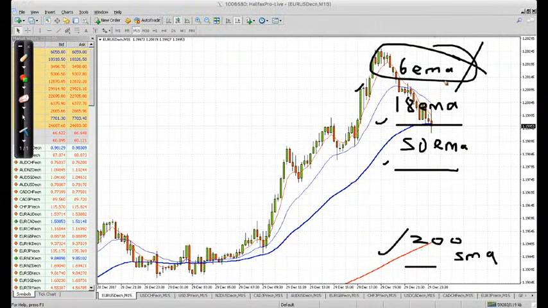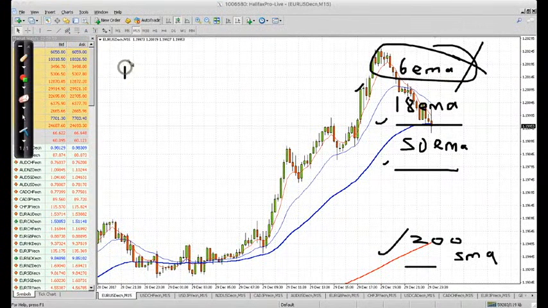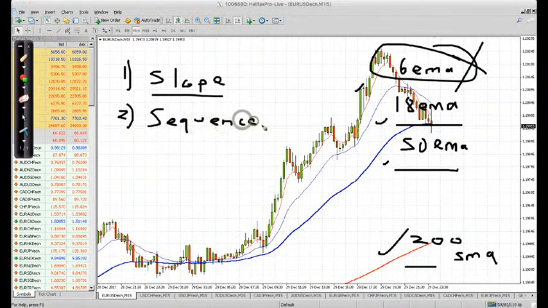So how do I use these moving averages to determine the market phase or the price phase of the currency pair? Well, the first thing is I always look at the slope of the moving average. So the first thing is to be aware of the slope. The second thing to be aware of is the sequence of the moving averages. In what sequence are they in? So these are the 2 keys to it.